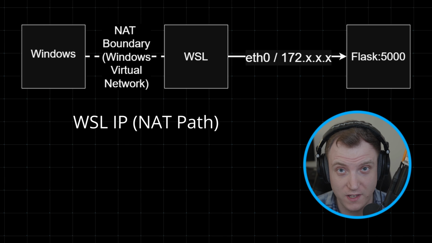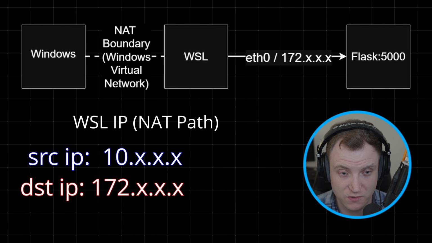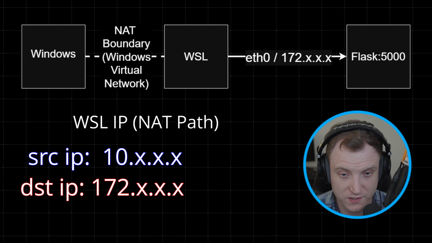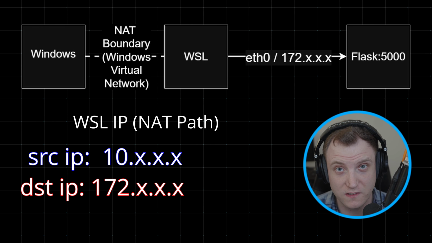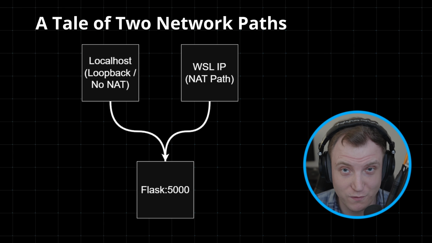And the second path is WSL IP, and this is with NAT. With the WSL IP, the traffic goes over the virtual network, crosses the NAT boundary, and lands on eth0. So it's the same Flask API with the same results, but two very different network paths to get there. Now let's actually see these paths in action with a demo, starting with localhost to localhost.